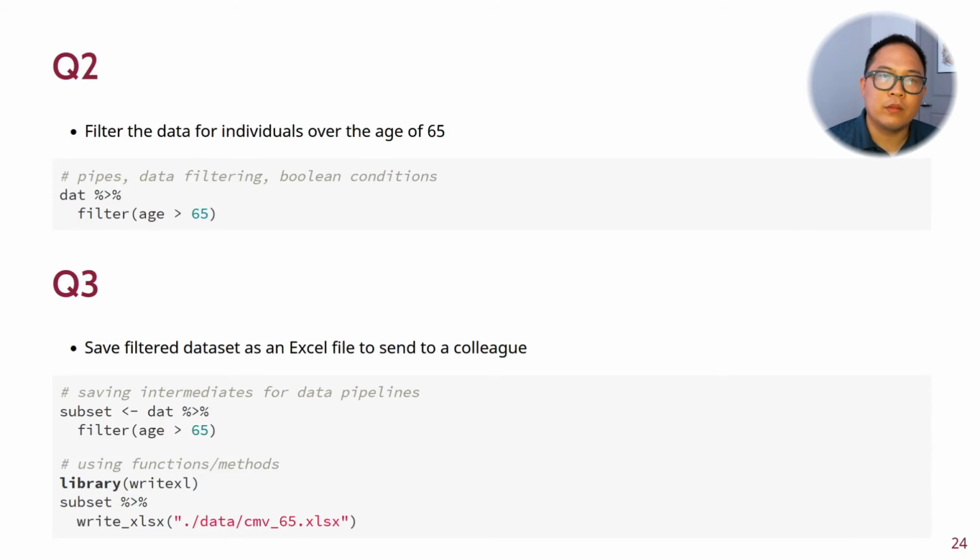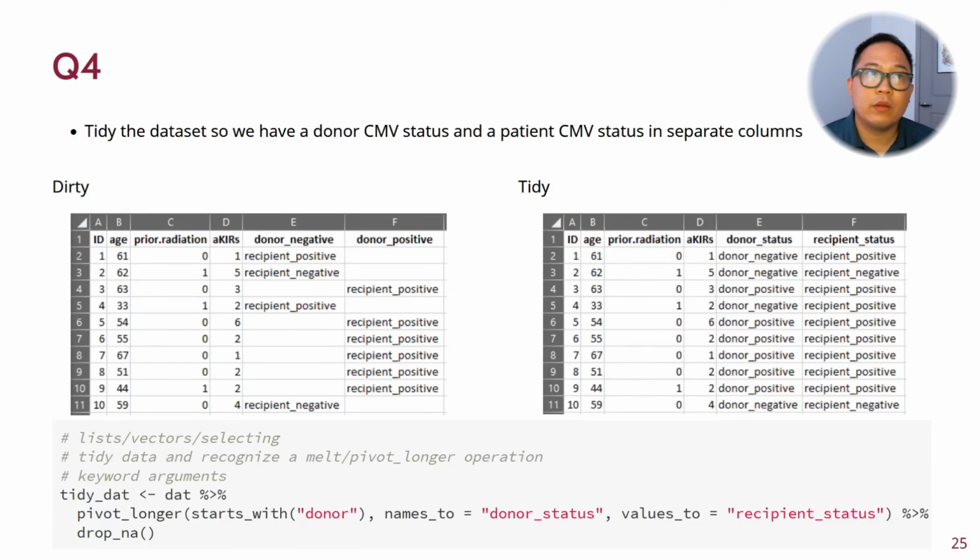The next thing we would want them to do is to save a filtered data set as an Excel file to send to a colleague. So this builds up the foundations for pipelines. Once we have a data set that we have filtered, how can we save that out to build a pipeline? So the output of one script becomes the input for another script, and that is how pipelines are being used. Next, we want them to recognize what is a tidy data set.